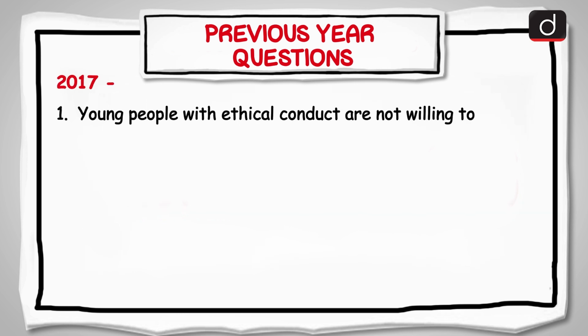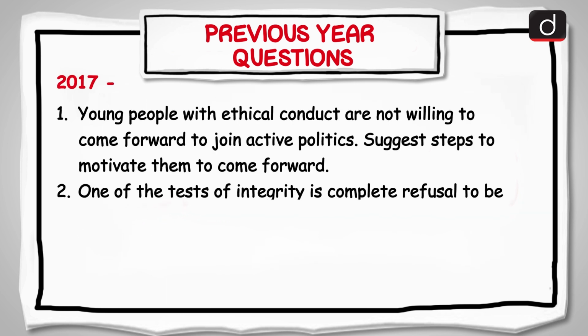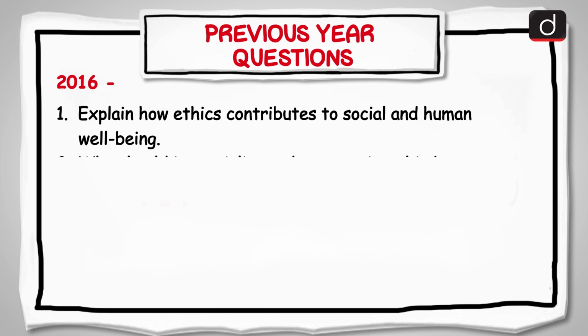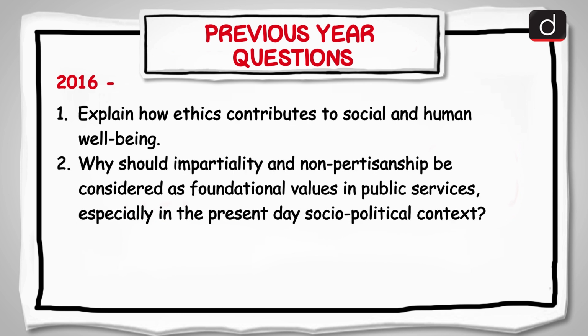In 2017, the following questions were asked. Young people with ethical conduct are not willing to come forward to join active politics. Suggest steps to motivate them to come forward. One of the tests of integrity is complete refusal to be compromised. Explain with reference to a real-life example. The crisis of ethical values in modern times is traced to a narrow perception of the good life. Discuss. Explain how ethics contributes to social and human well-being.